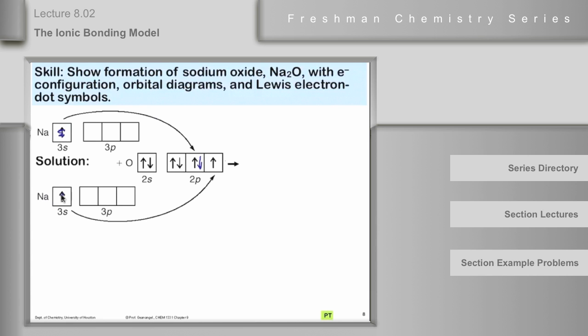And the other one goes here, so that we get an oxide ion. This becomes O2 minus. And the oxide ion is shown over here with a filled 2s subshell and a filled 2p subshell. And you have 2 sodiums, each of which has the neon configuration. So all of the ions, all 3 of them, have stable electron configuration.